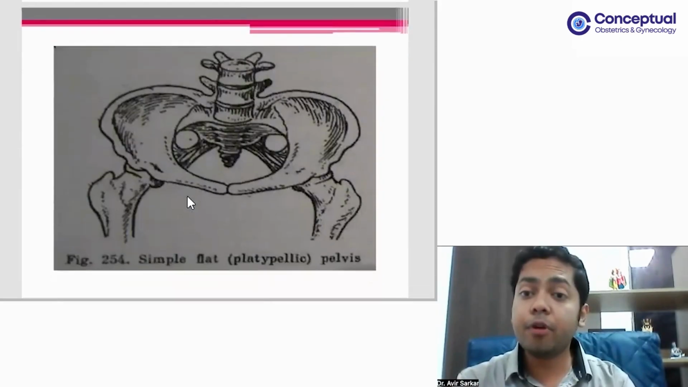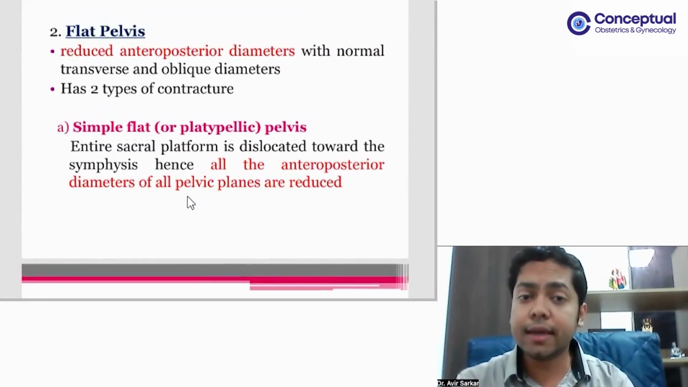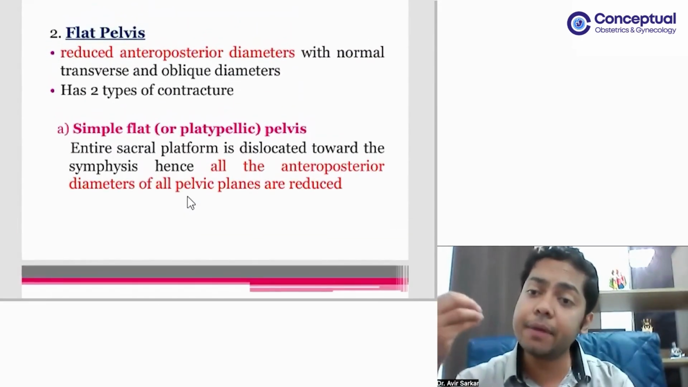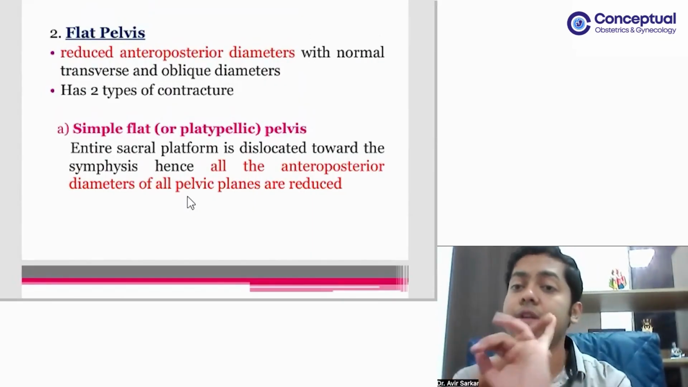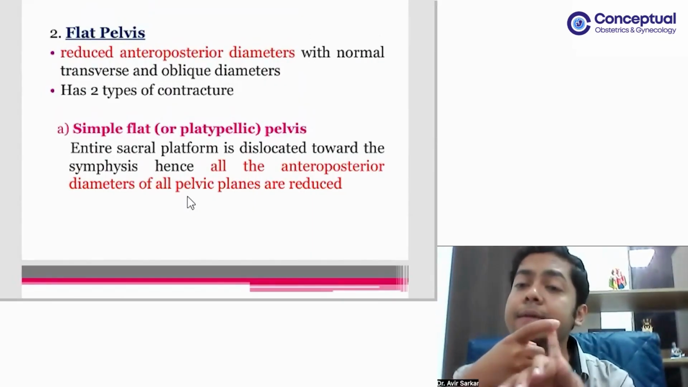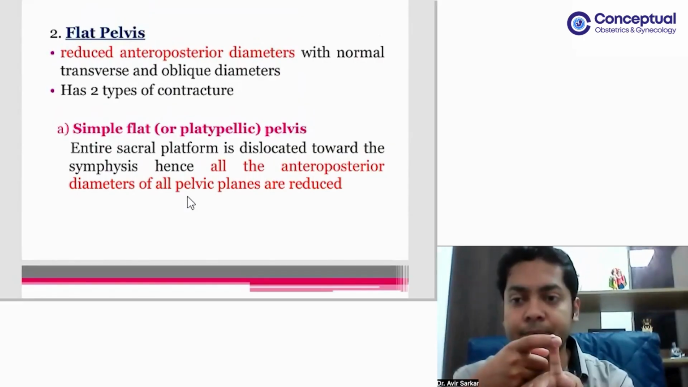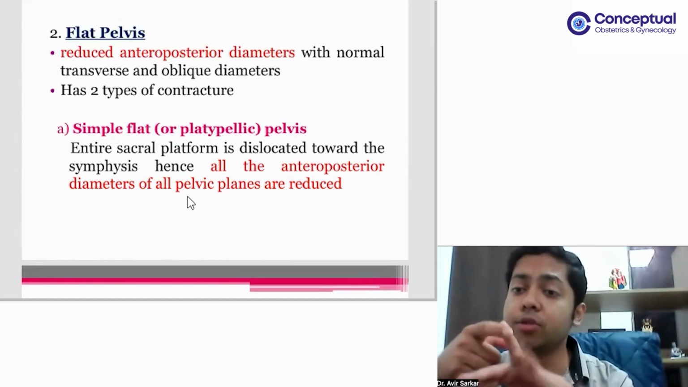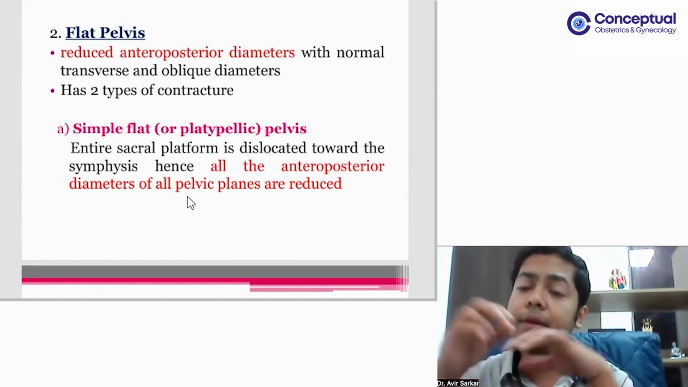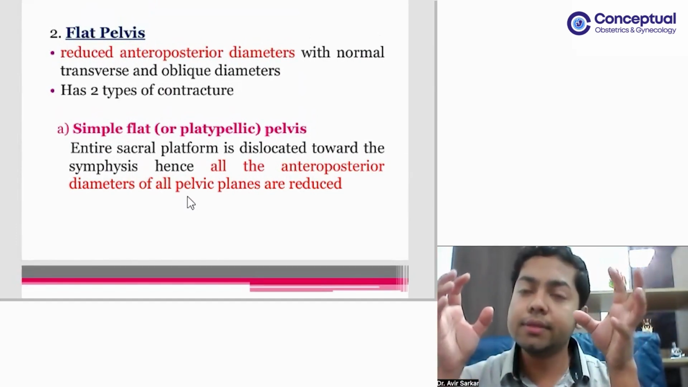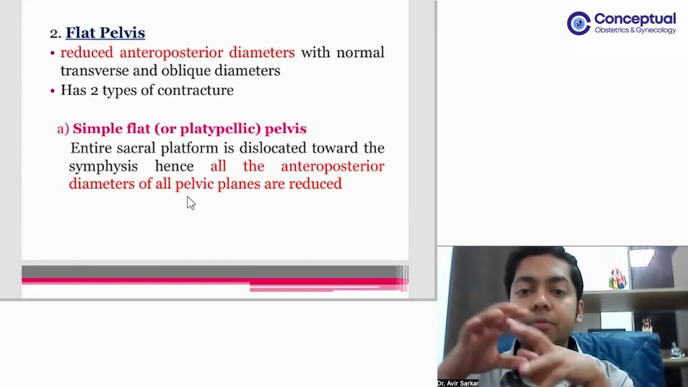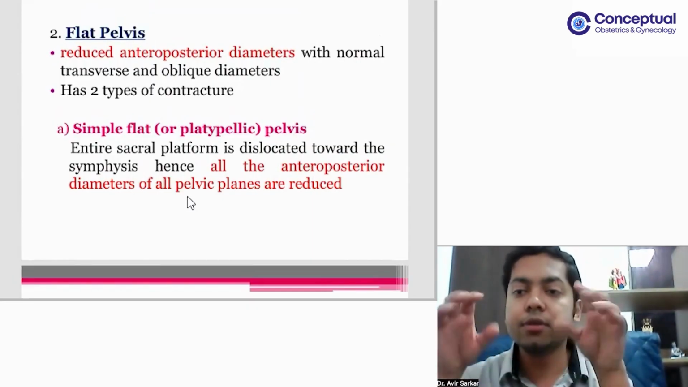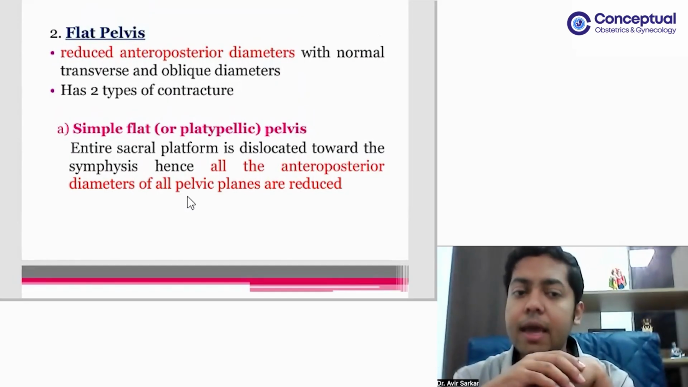But if there is proper descent, then in that case there can be precipitate labor also in flat pelvis. So flat pelvis can be associated with, number one, difficulty in engagement. So there is cephalopelvic disproportion. But if engagement occurs, then there will be precipitate labor, the baby will come out quickly. So there is reduced anteroposterior diameter with normal transverse and oblique diameters in flat pelvis, and it has two types of contractures.